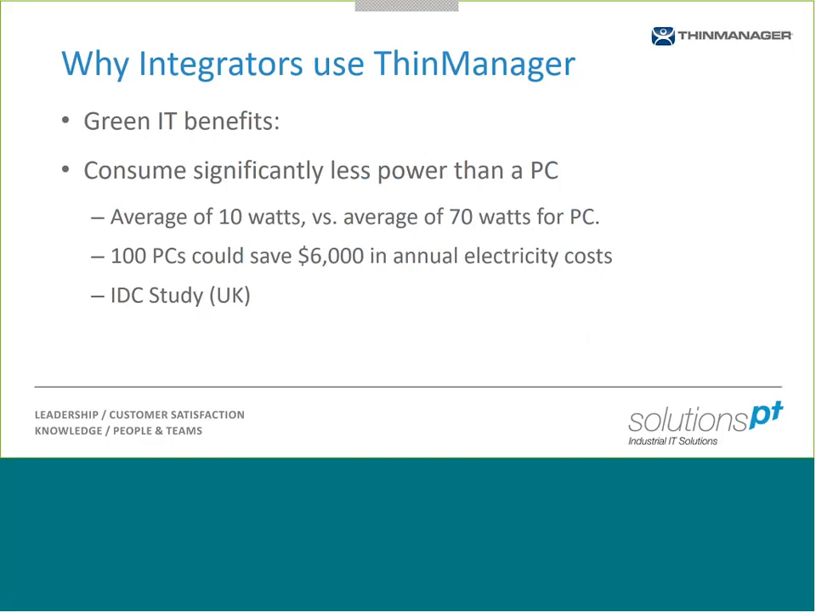There's lots of green IT benefits to using a thin client architecture. So we all know that a thin client is going to consume significantly less power than a traditional PC. An IDC study from the UK from a couple of years ago found that an industrial thin client will use about 10 watts of power against, on average, 70 watts for a PC, and 100 PCs can save around $6,000 in annual electricity costs alone.